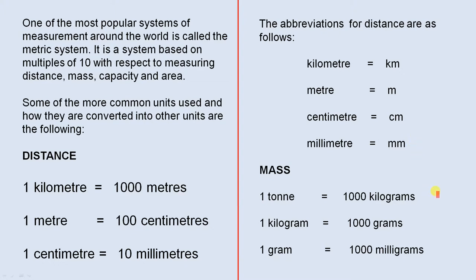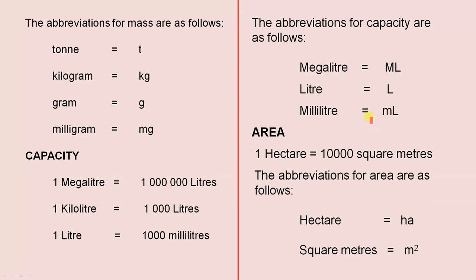Mass. 1 tonne is 1,000 kilograms. 1 kilogram is 1,000 grams, and 1 gram is 1,000 milligrams. The abbreviations for mass are as follows. The tonne is T, the kilogram is kg, the gram is g, and the milligram is mg.